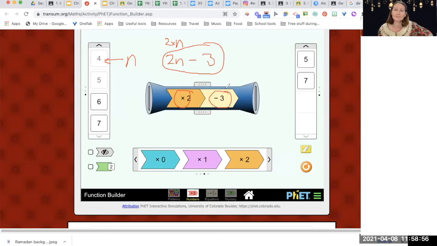Wait, Miss, I thought you said that one letter can't be 2 numbers. What do you mean? No, that letter is just one number. That letter just means the number that I'm putting in, like 4, whatever number I put in. And then it's going to get multiplied by 2, and then it's going to have 3 taken away, and then the number comes out the other side. Okay, so the rule for that machine is 2n take away 3. 2 times n take away 3.